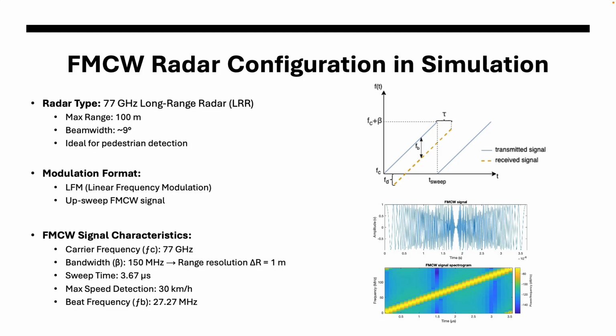Our radar uses a 150 MHz bandwidth, resulting in a 1 meter range resolution, which is ideal for distinguishing between closely spaced targets like pedestrians and static objects. The radar can track targets moving up to 30 km per hour, which includes typical pedestrian speeds. The figures illustrate both the waveform and the spectrogram, showing how our signal is structured in time and frequency domains on the right hand side.